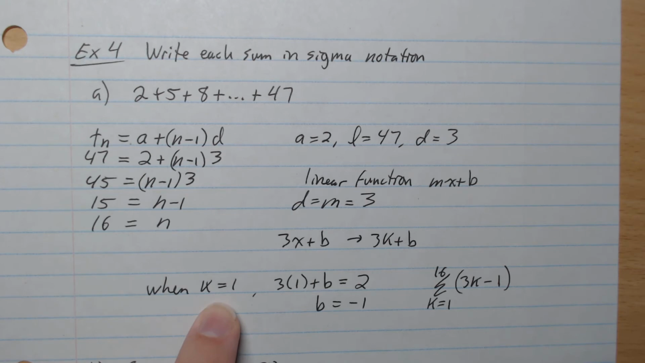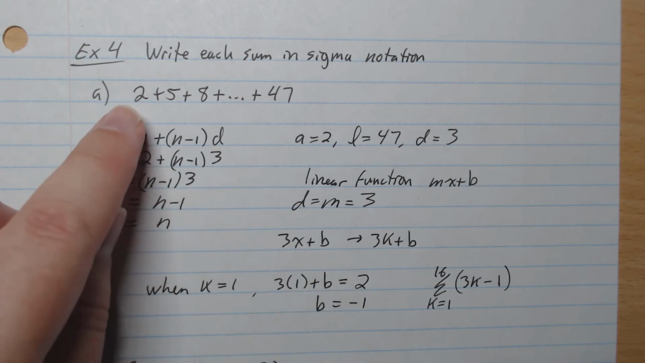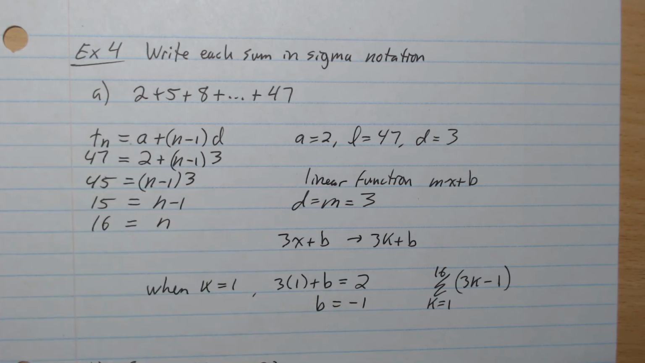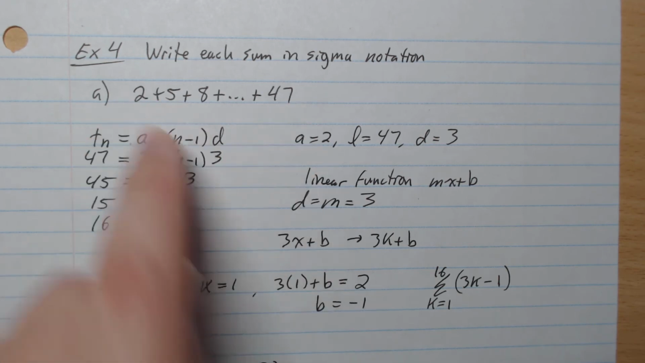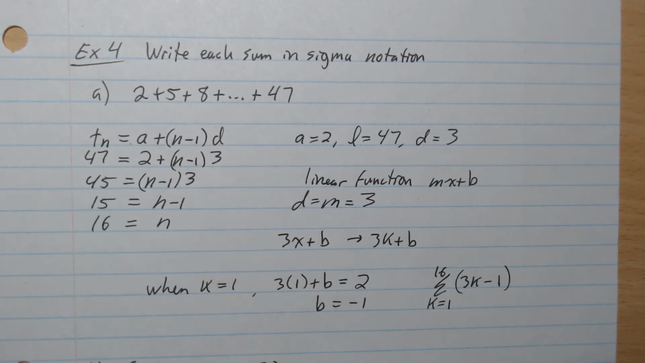And so when k equals 1, this value, 3k plus b, equals the first term, 2. Therefore, b equals negative 1. So instead of 3k plus b, it's 3k minus 1 like that. So this is our sigma notation of this sum. And you can check it. I highly recommend doing a couple when you're on a test or something.